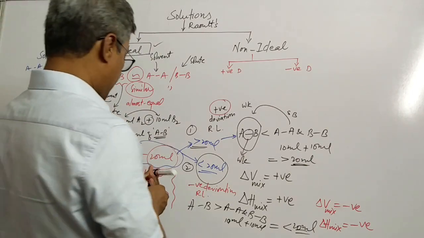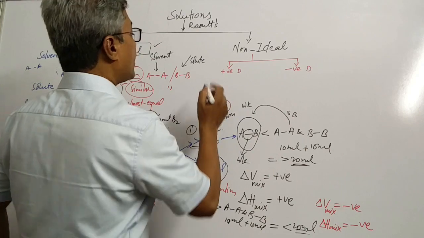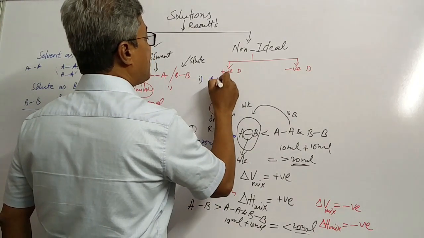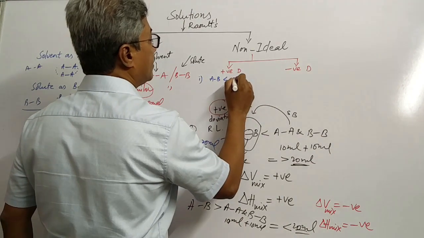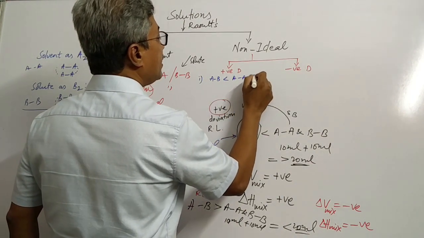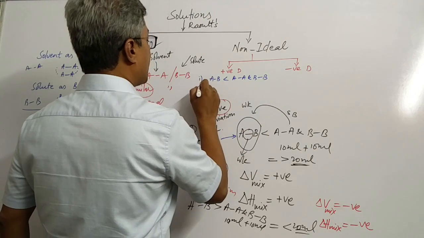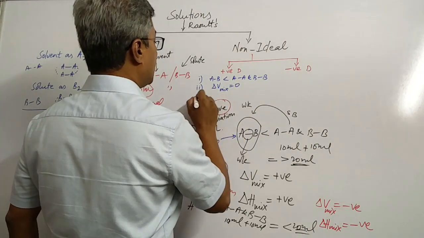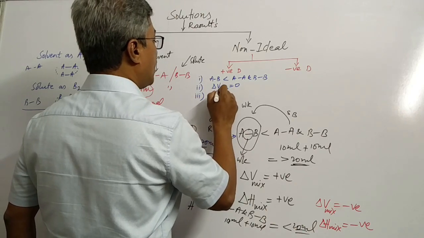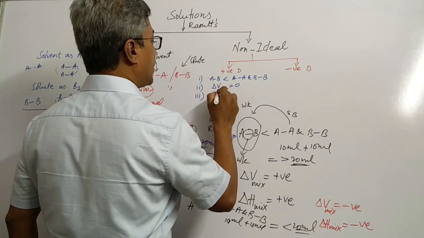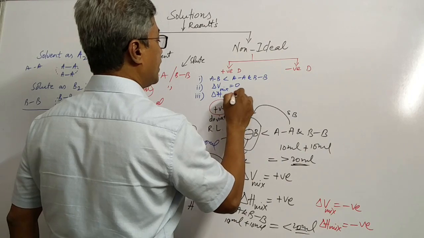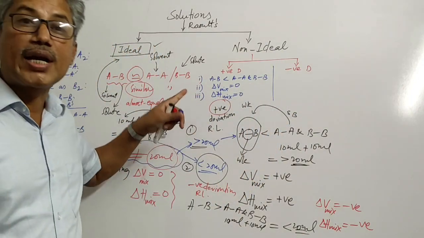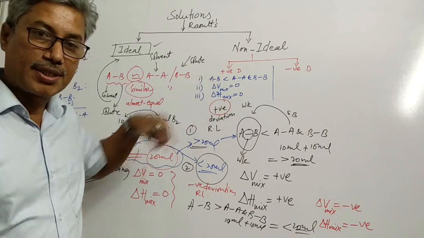If it is positive deviation, what are the conditions here? First condition is this: AB interaction is weaker than AA and BB interaction. Second condition, delta V mixing is equal to 0. Third condition, delta H mixing is also equal to 0. These are the three properties of non-ideal solution having positive deviation.